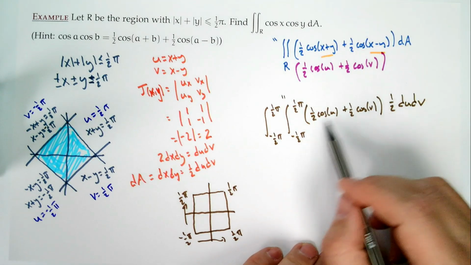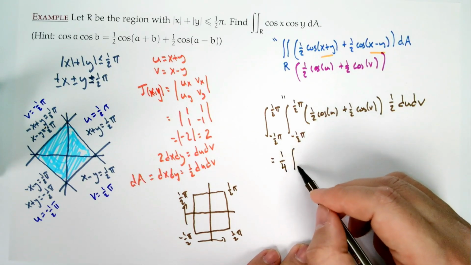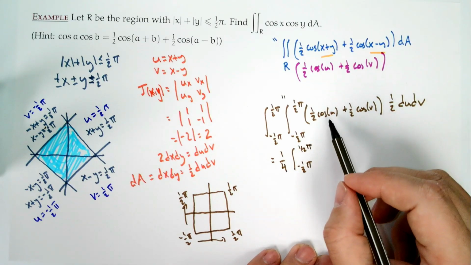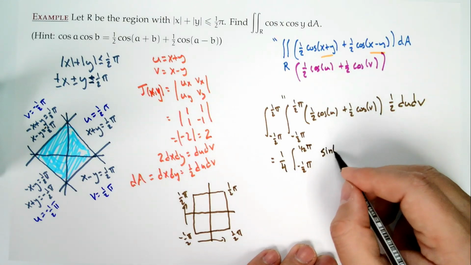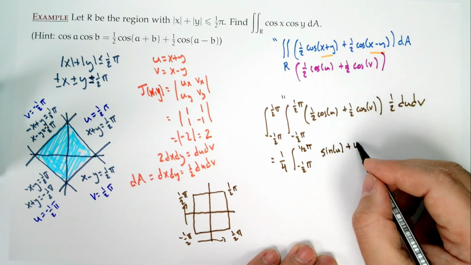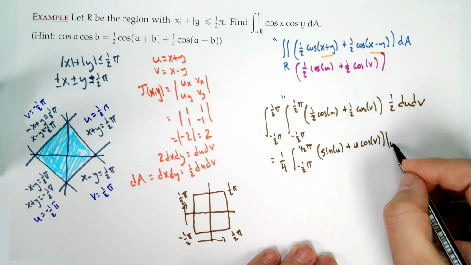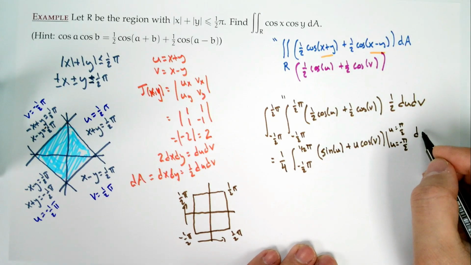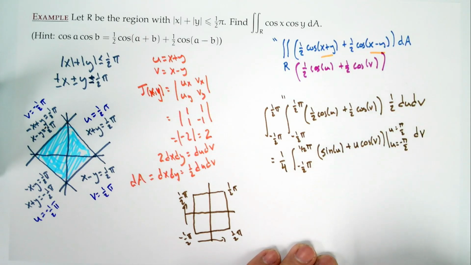If I pull out a half, there's another half, so I can say that this is 1/4. And now we integrate from minus 1/2 pi to 1/2 pi. And when we integrate, we're integrating cosine of u plus cosine of v with respect to u. So that becomes sine of u plus u cosine v. And we're going to evaluate from u equals minus pi halves to u equals plus pi halves. And after we integrate, yes, that's right, then we do it with dv.